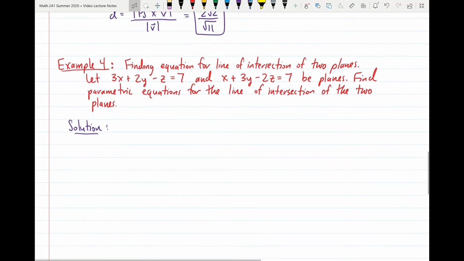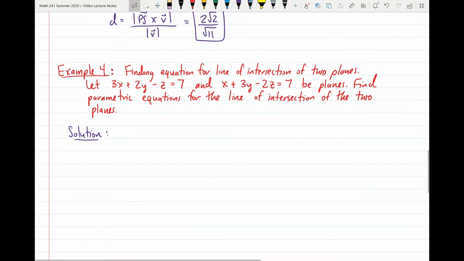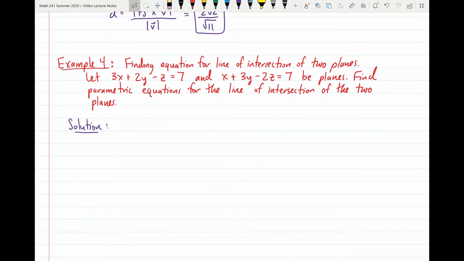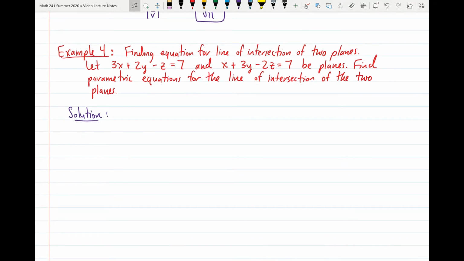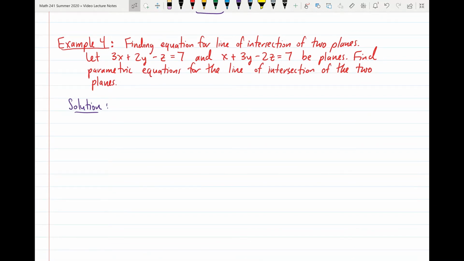All right, for this next example, example 4, we want to find an equation for the line of intersection of 2 planes. So we are given the 2 planes, 3x plus 2y minus z equals 7, and the other one is x plus 3y minus 2z is equal to 7. And we want to find parametric equations that describe the line of intersection of these 2 planes. Again, I wanted to give this kind of problem because I don't think that it was covered on either of the quizzes. And it's a relatively difficult problem with its own kind of method for a solution, so we might as well go through it.